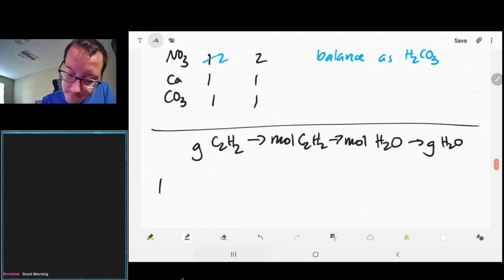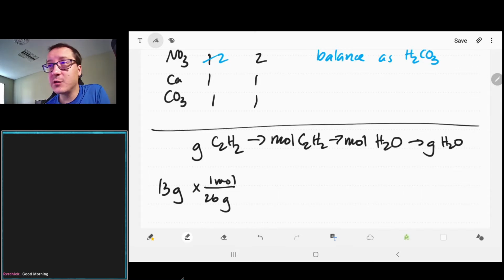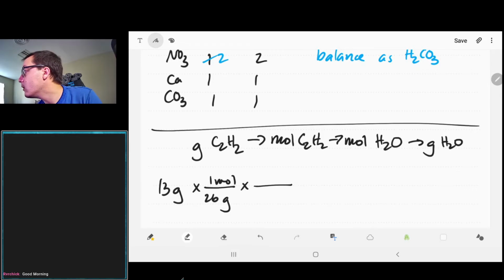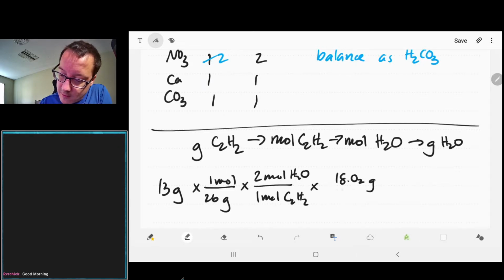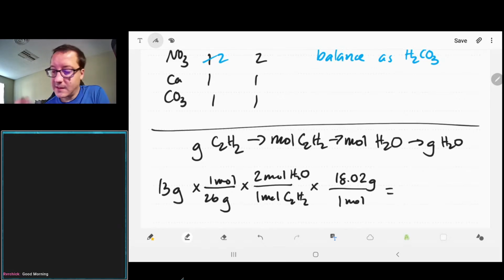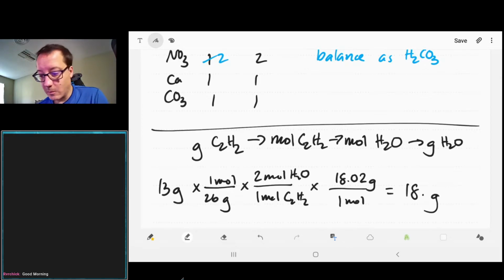So we have 13 grams to start. Molar mass is about 26. 12 plus 12 plus 1 plus 1. It's about 26. Half a mole. It looks like we have a 2-to-1 relationship here, according to our reaction. And then molar mass of water, 18.02 grams. Since it's multiple choice, you can leave it as 18. You don't have to worry about all these pesky decimals. Just looking at that, don't even have to do the math. 13 over 26 is 1/2 times 2 is 1. 1 times 18 is 18. So apparently we're going to look for about 18 grams there.